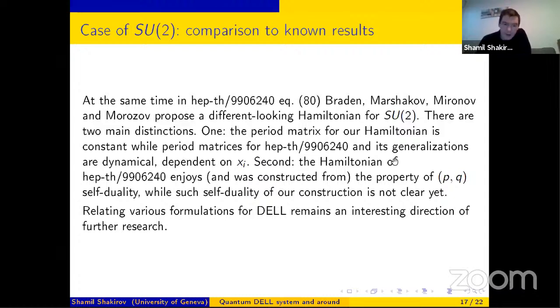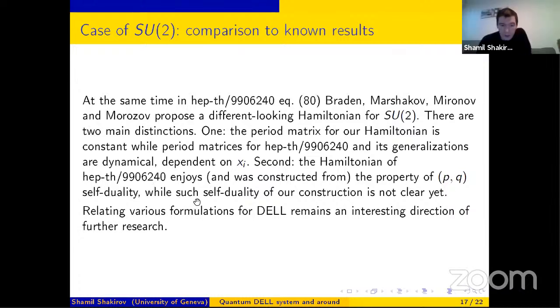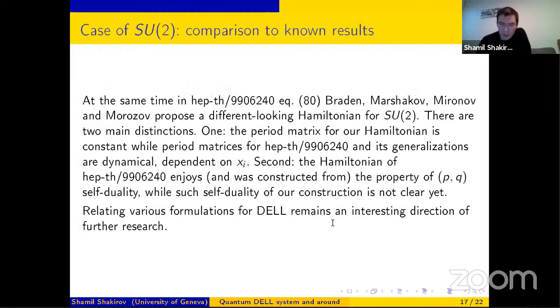And second, the Hamiltonian of that paper enjoys a property of PQ self-duality, while self-duality of our construction is not clear yet. And in fact, there is a recent paper by Morozov et al. where they show that our system does not have self-duality, and then reconstruct the self-duality in some limit. So they show what needs to be done in order for the system to become self-dual.